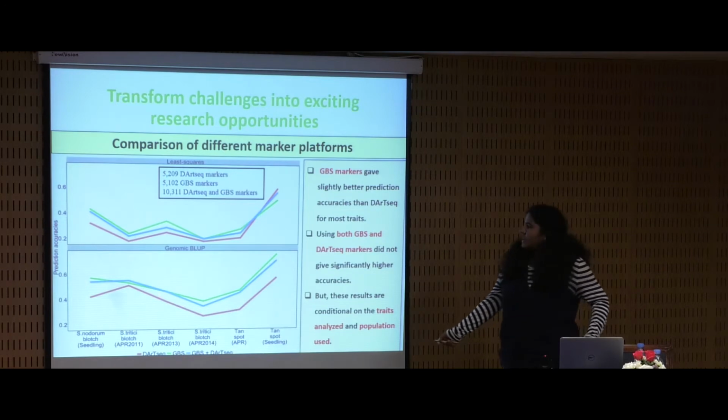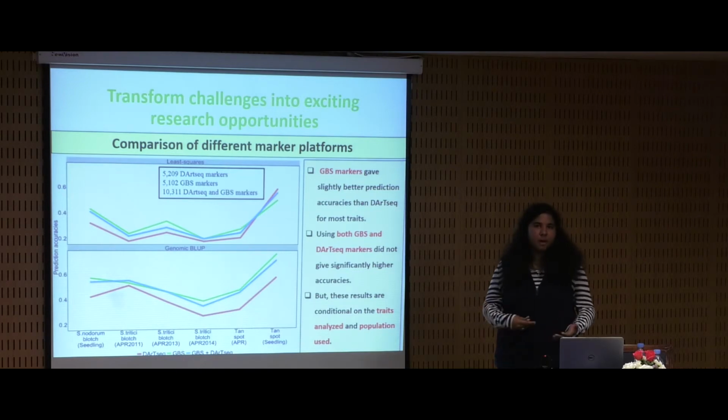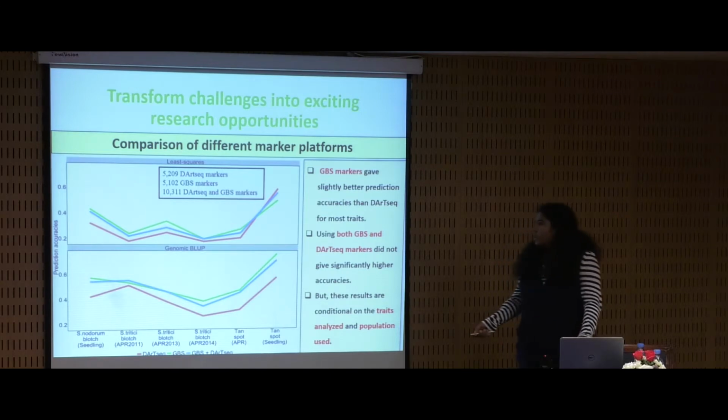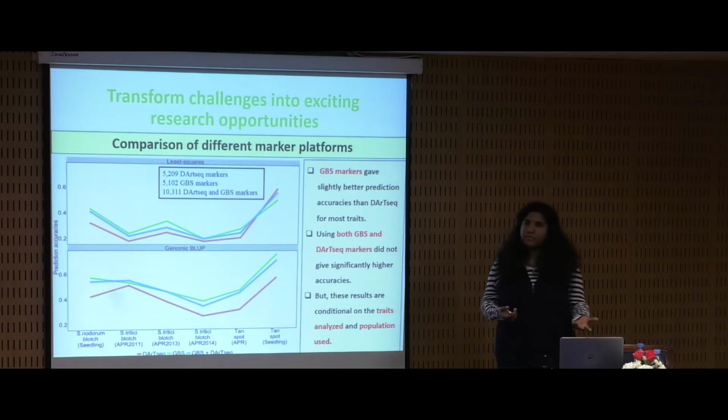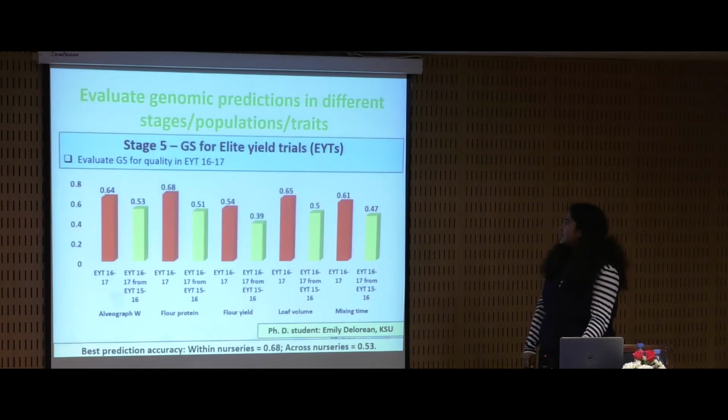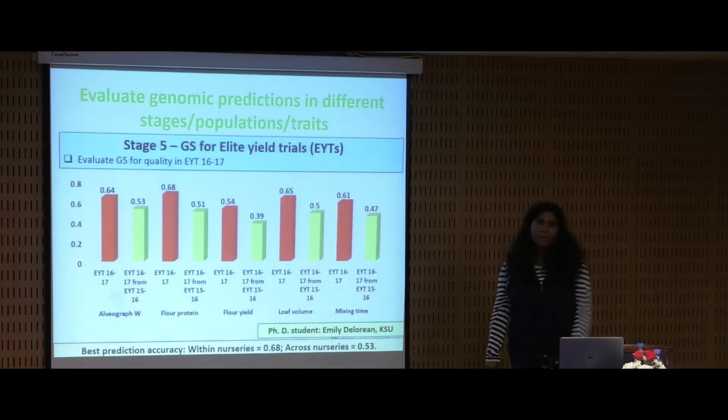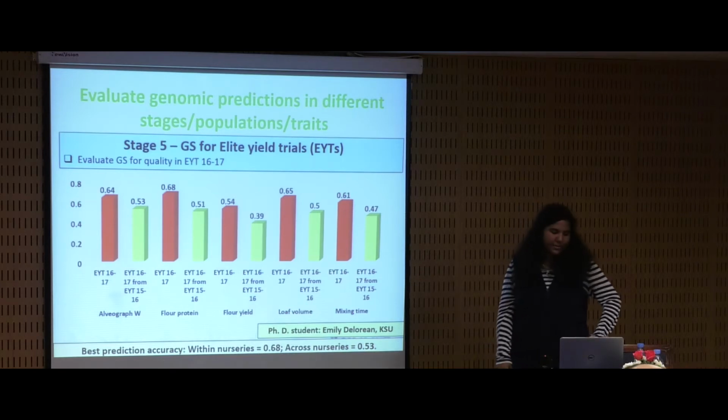And one interesting observation is that you might not necessarily increase your prediction accuracies just by increasing the marker number, especially if those systems are going to capture redundant information. So it could be that both these systems were capturing the same information, and that's why you don't see a very big increase in accuracies using both these marker systems.